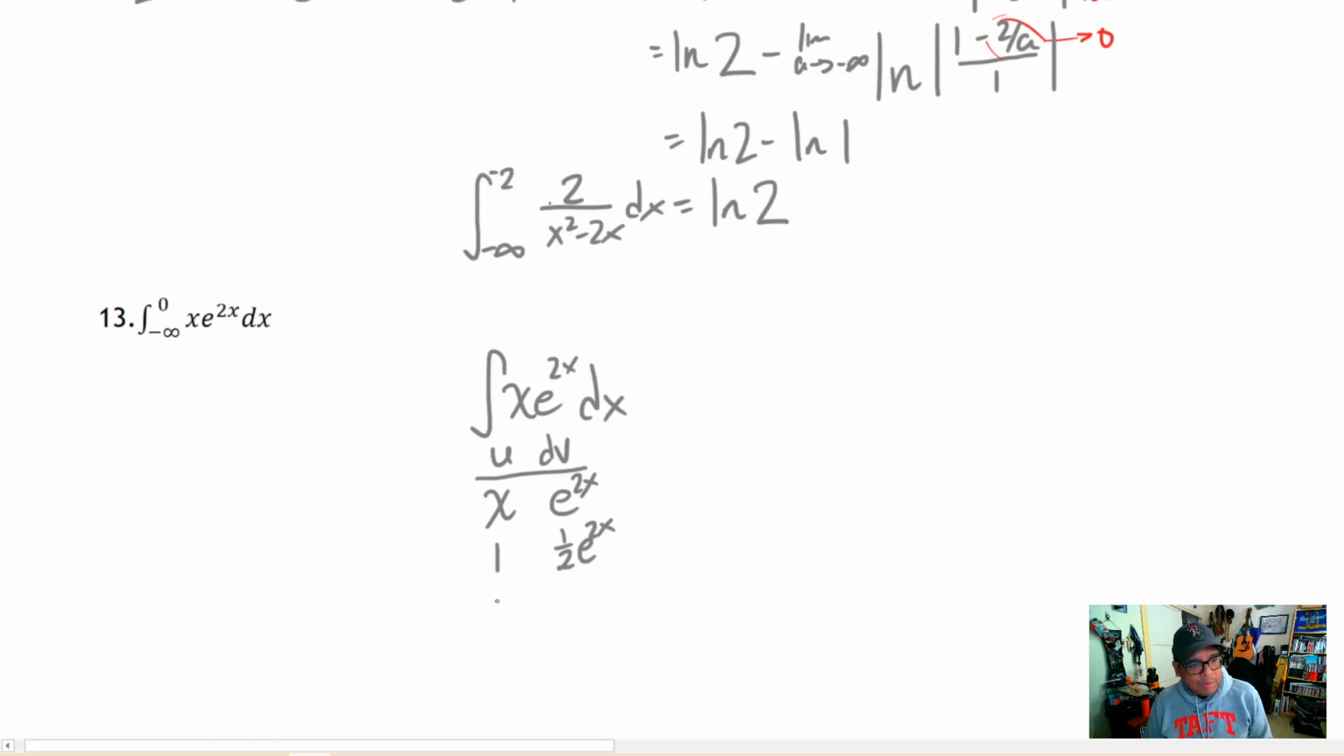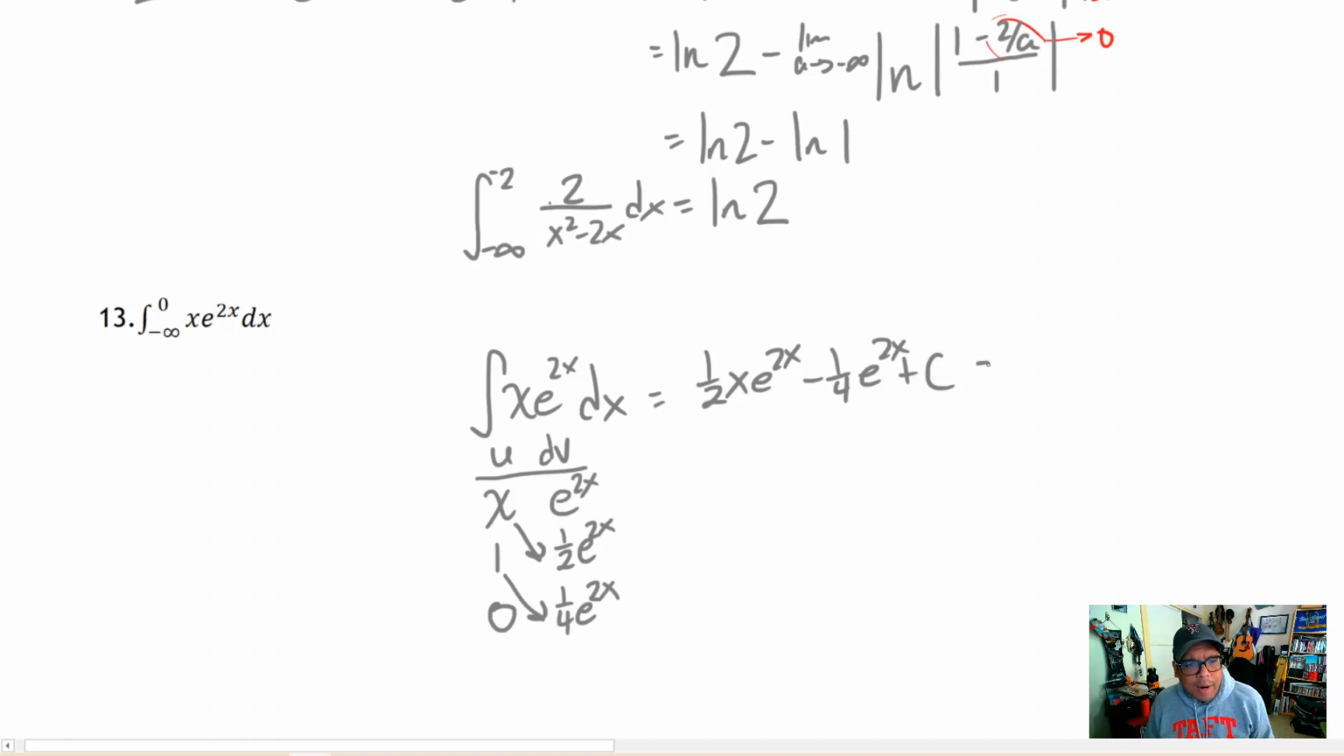Take another derivative, because I see we're going to get to 0. And then another antiderivative, 1/4 e to the 2x now. And then we'll just assemble that. So that's going to be equal to 1/2 x e to the 2x minus 1/4 e to the 2x. Now we can probably simplify that. In fact, we definitely can simplify this.